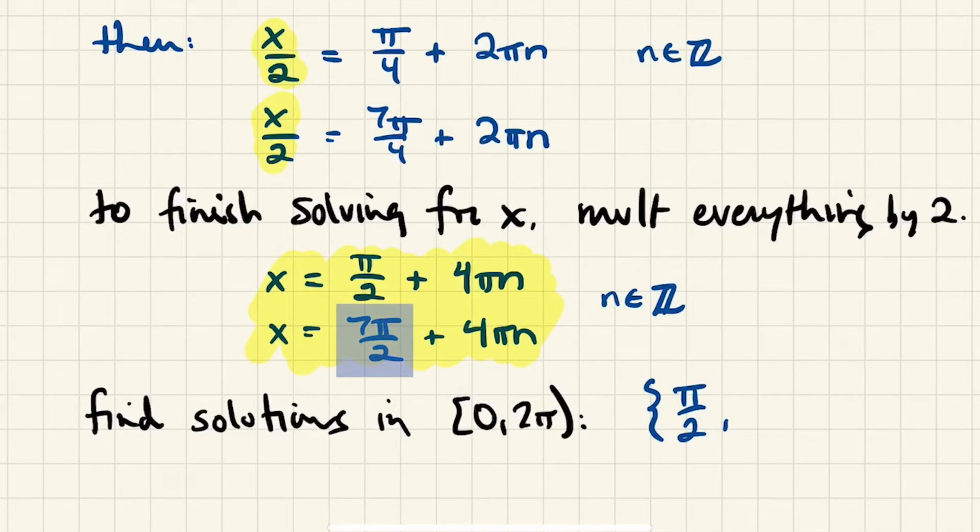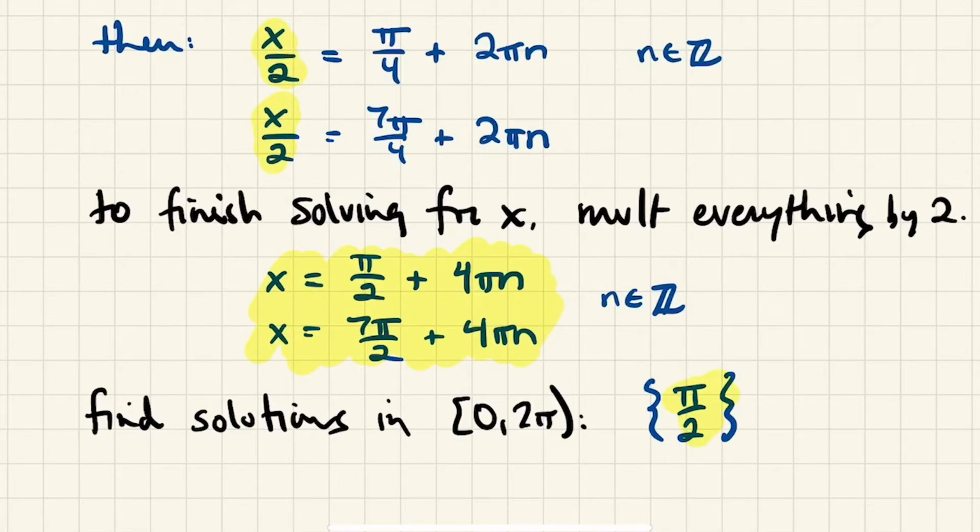Well, 7 pi over 2 is bigger than 2 pi, right? 2 pi is actually only 4 pi over 2. So this is much bigger, which means that it's not even in the range. So there's only one distinct solution between 0 and 2 pi here.